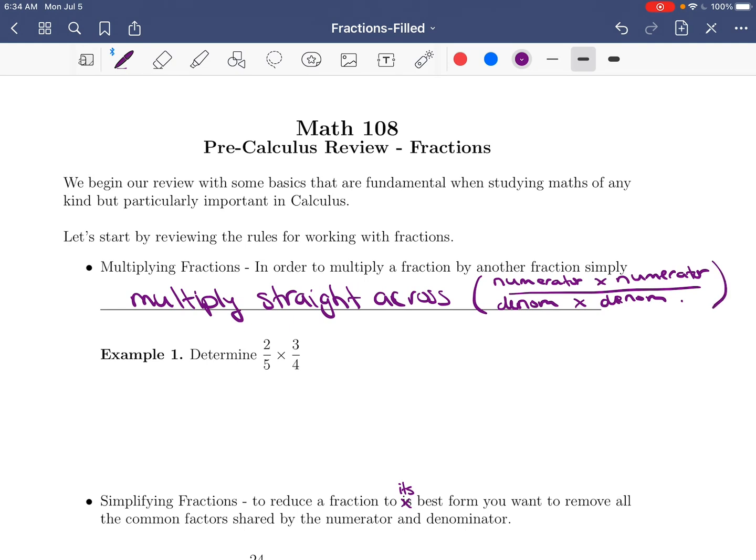In this example, I have 2/5 times 3/4. So you just multiply straight across. That's going to be 2 times 3 on the top, and I wrote a 5 when it should be a 4, and 5 times 4 on the bottom, so we're going to get 6/20.